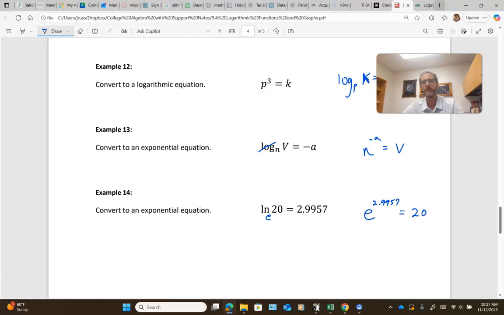All right. Now you may be wondering, why are we doing this? Like, what's the advantage here? Well, ultimately this will allow us to solve logarithmic equations when we get to section 9.6. So that's the motivation behind this. If we have a logarithmic equation, sometimes it's easier to solve by converting it to an exponential equation.